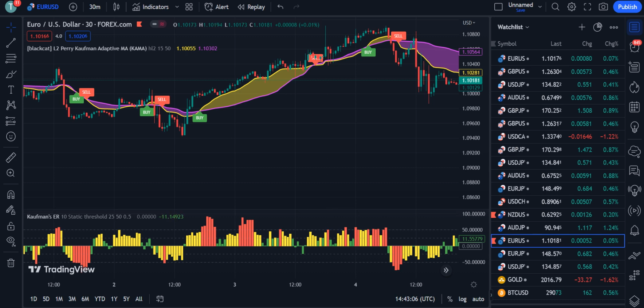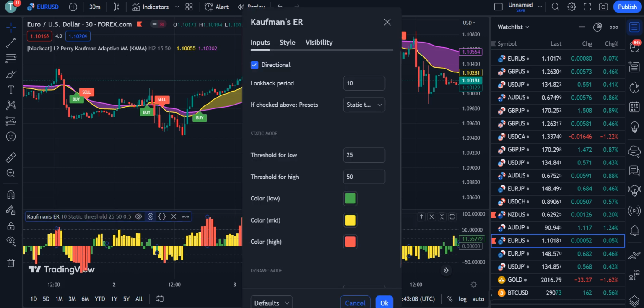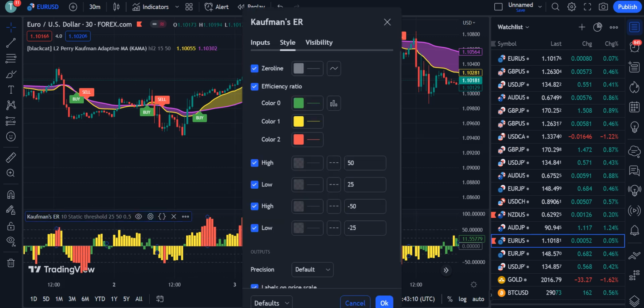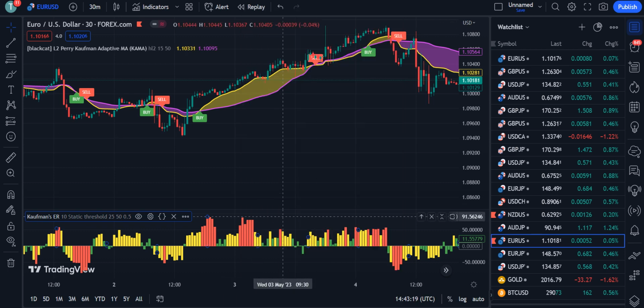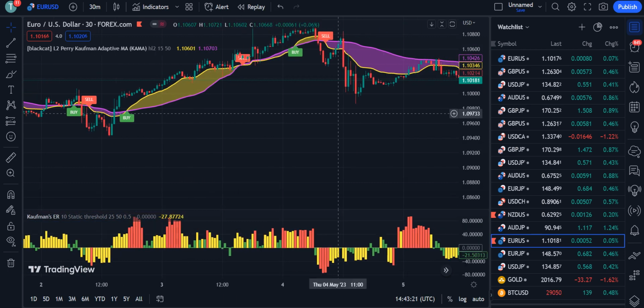Now we will go into the settings of this, and we have to make a change in the style tab. We have to just uncheck high and low from here, and we are not going to change anything else. This is perfectly all right according to our requirements.